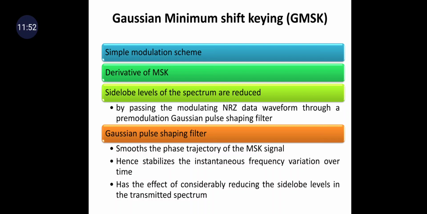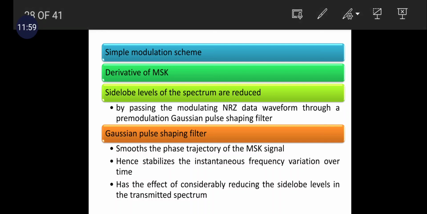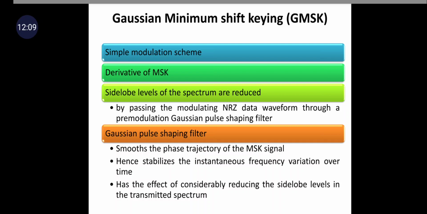Let's see the function of the Gaussian pulse shaping filter. It smooths the phase of the MSK signal. It stabilizes the instantaneous frequency variation over time. It has the effect of considerably reducing the side lobe levels in the transmitted spectrum.